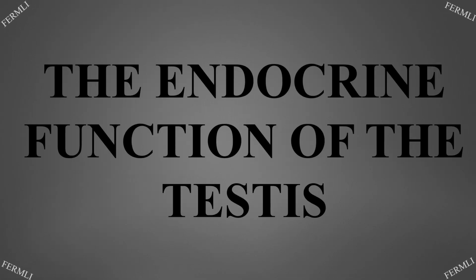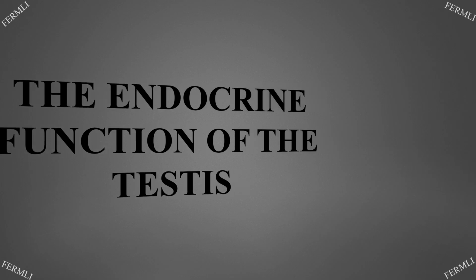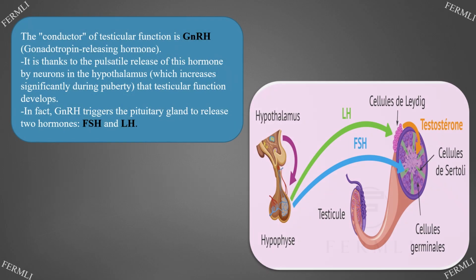The endocrine function of the testis. The conductor of testicular function is GnRH, gonadotropin-releasing hormone. It is thanks to the pulsatile release of this hormone by neurons in the hypothalamus, which increases significantly during puberty, that testicular function develops. In fact, GnRH triggers the pituitary gland to release two hormones, FSH and LH.